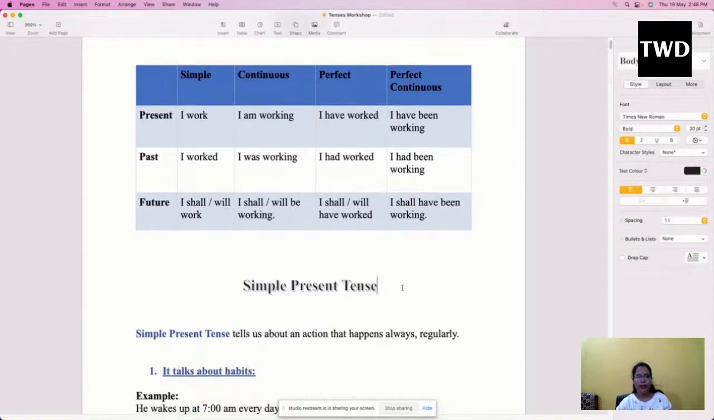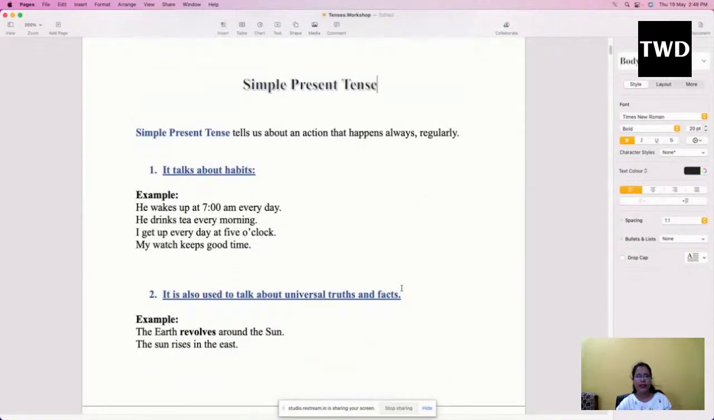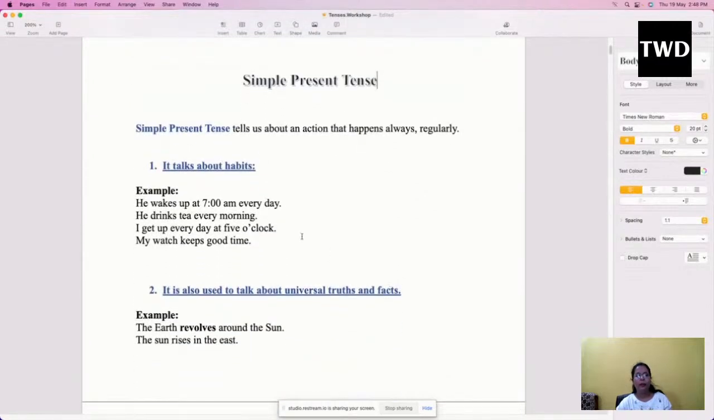Now, simple present tense contains sentences which are done by us daily, right? So simple present tense tells us about an action that happens always, regularly, our regular actions. Say for example, when we talk of our regular habit, he wakes up at 7 a.m. every day. So here, under simple present tense, we do not need any kind of helping verb to frame the sentence.